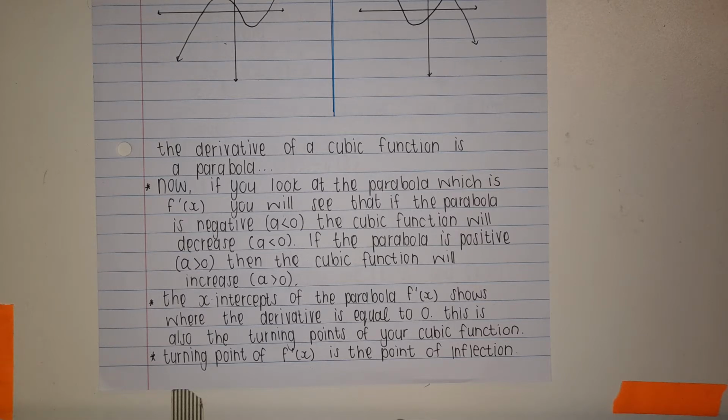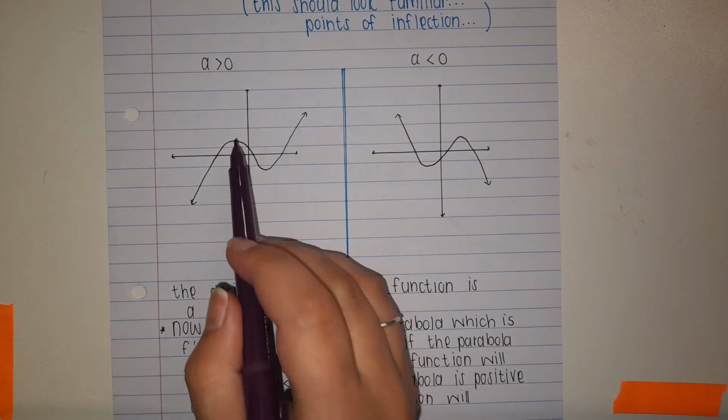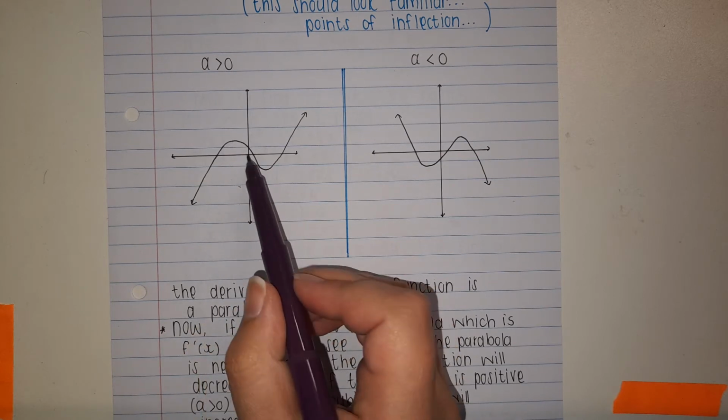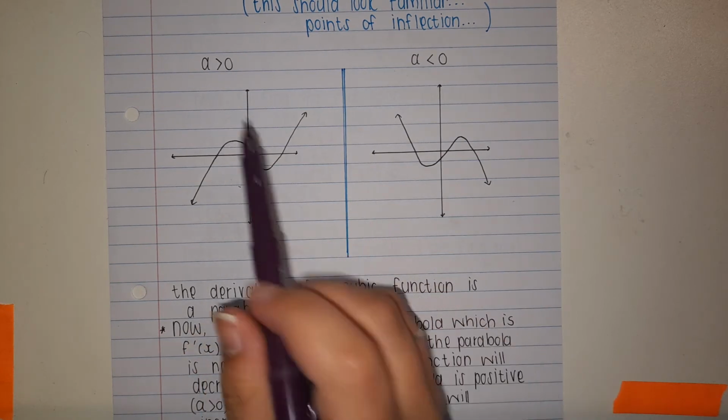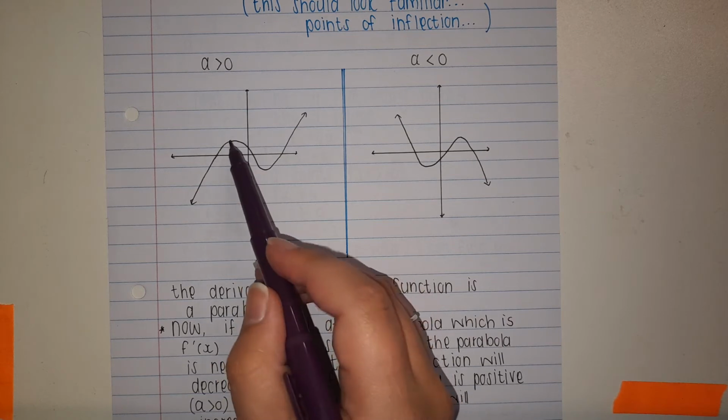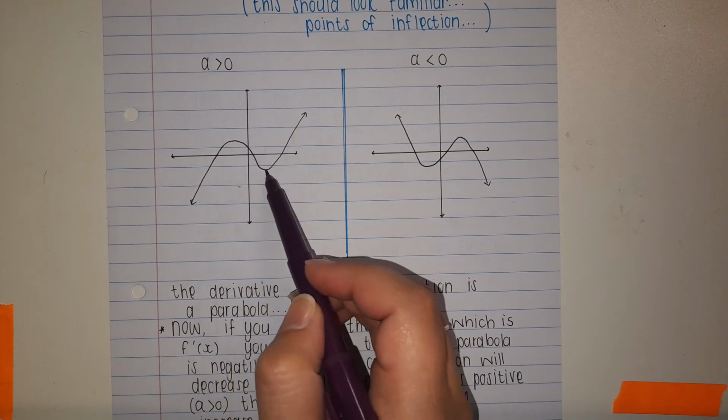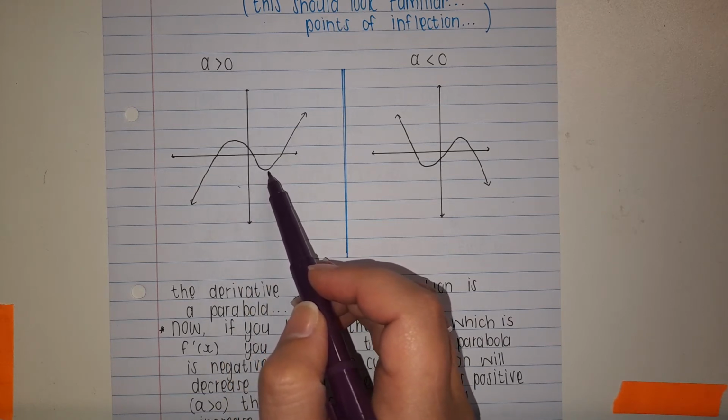Okay. Now, the x-intercept of the parabola, so your first derivative, shows where the derivative is equal to 0. So your x-intercept is where the derivative equals 0. That is also the turning point of your cubic function, so these points over here. But please note, and we will work through an exercise, that these two are not in line with each other.